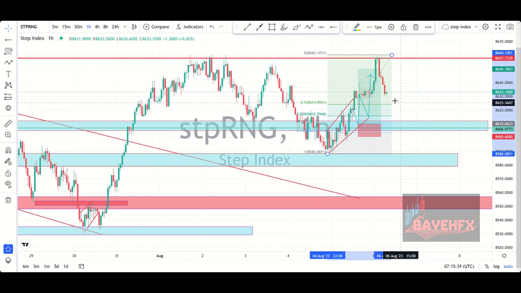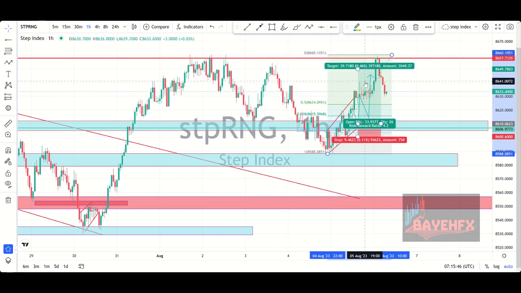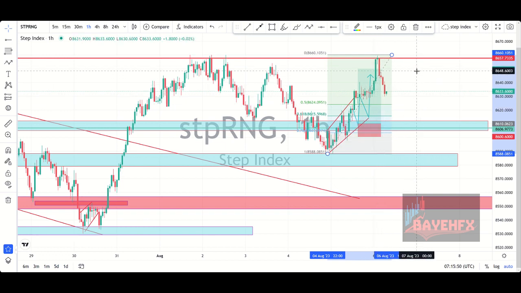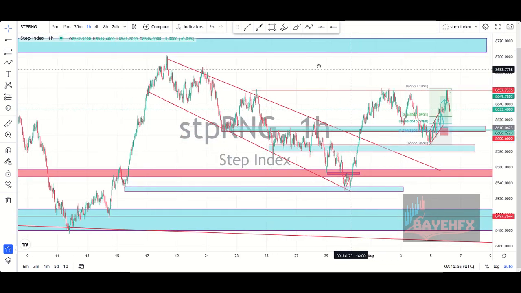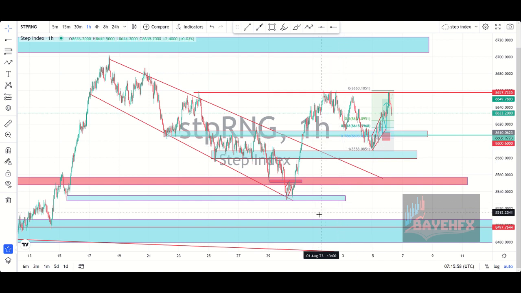So just be patient. The market will do this, and then maybe a breakout, something of that nature, and then we continue our bullish trend outside. This is just a bearish correction. Then we'll be looking for a bullish movement outside, making new highs and new lows. So that's for Step Index, and we'll move to the next.